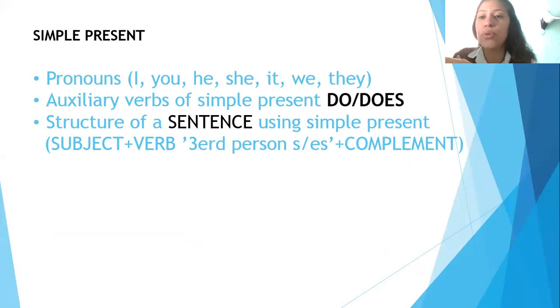The structure of a sentence using simple present is going to be our subject. And remember that you can replace them using real names, for example Carla, Diego, Fernando. Then we have the verb. Remember that the verb is going to change only when I'm talking in third person. It means if I'm talking about Carla, my verb needs to have S or ES at the end. And then I have a complement.